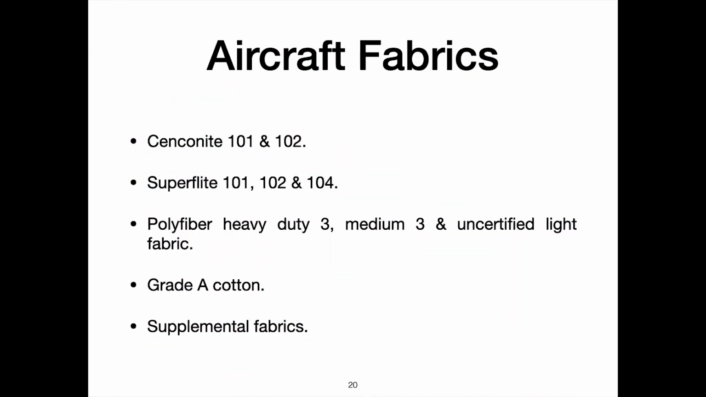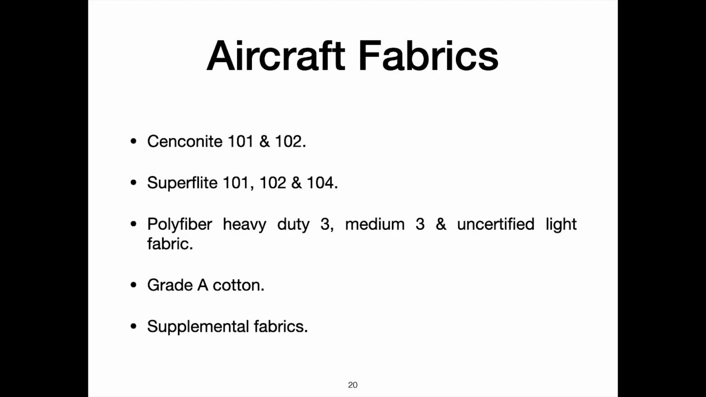Grade A cotton. This is a fabric which could be glued to the airframe instead of sewn, and then heat shrunk to fit it. Grade A cotton would typically last 6 to 7 years when the aircraft is stored outside. And then you have many more aircraft fabrics.